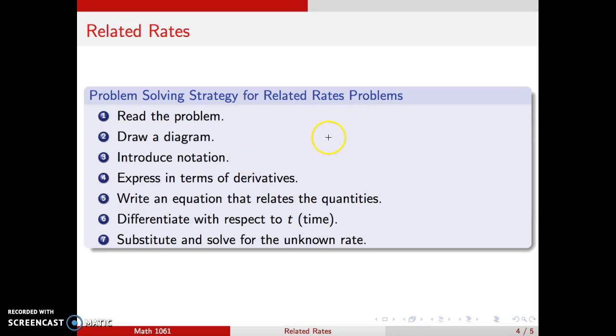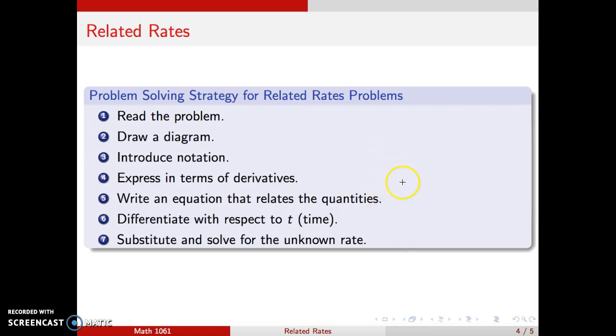Introduce notation. So you've got your picture drawn. You're trying to figure out whatever you're trying to figure out. Some of the things are going to be unknown, so bring in some notation. If you have an unknown, maybe x makes sense. Maybe it's the height of something, so you say h for that. And then you want to express it in terms of derivatives. There are going to be some rates of change there, so if you want to know how the volume of a spherical balloon was changing, you'd be using language like dV dt, right? That's what we mean there.